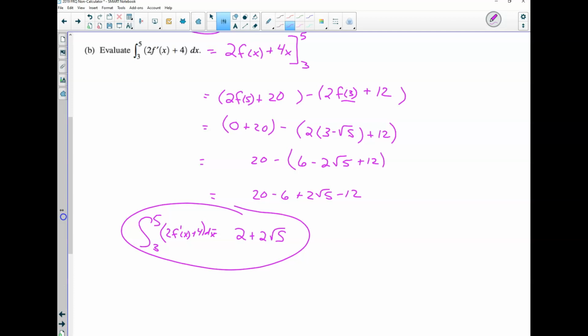Yep. 2 more points. Fundamental theorem of calculus. Put your answer. Okay? Then we roll on to part C.